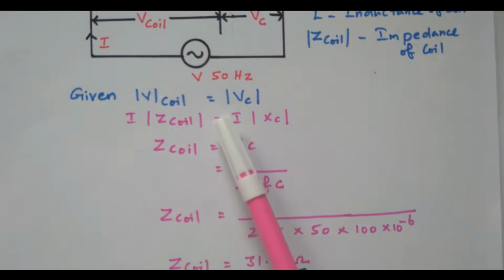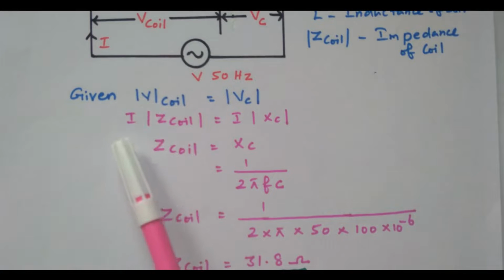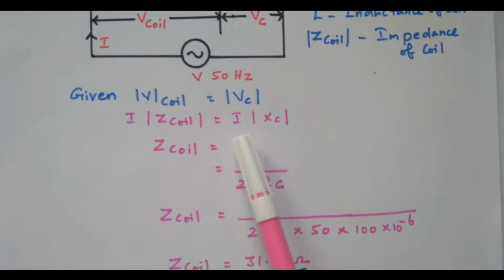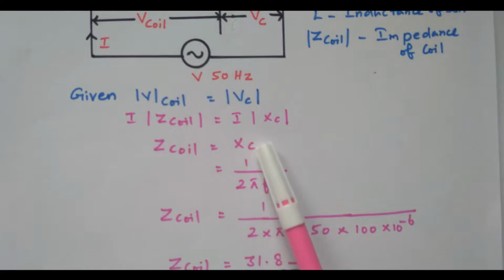V coil equal to Vc, voltage across the coil is equal to voltage across the capacitor. So V coil can be written as I into Z coil, similarly Vc equal to I into Xc. So I got cancelled, so Z coil equal to Xc. The Xc formula is available, 1 divided by 2 pi F C.